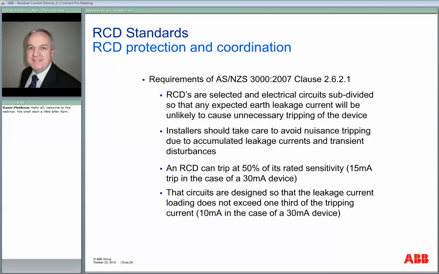The standard also goes on and recommends to the installing contractor that if there is known leakage currents on a particular load or on a particular circuit, it should not exceed 1/3 of the tripping current. So in the case of a 30 milliamp device, the standard is recommending that any known leakages should not be more than 10 milliamps, which gives you that tolerance before the device may operate. As I say, under this particular clause, you'll see it's written exactly that way.